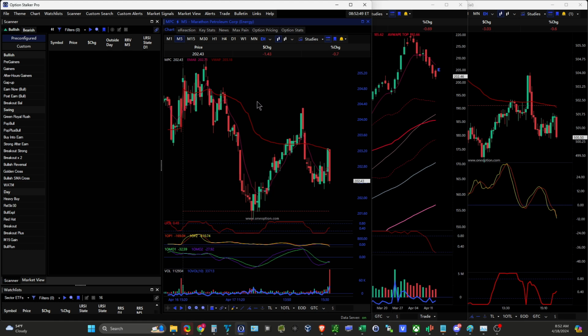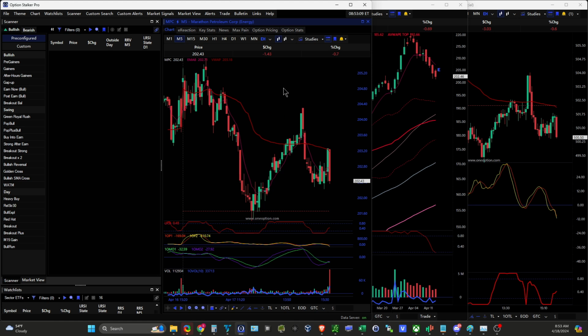So on the 5-minute chart, I've got the VWAP, volume weighted average price. This usually is a pretty good indication of support and resistance. If you see a stock constantly reject at VWAP, that's going to be weak. Or if you see it constantly bounce off VWAP, it's going to be strong.